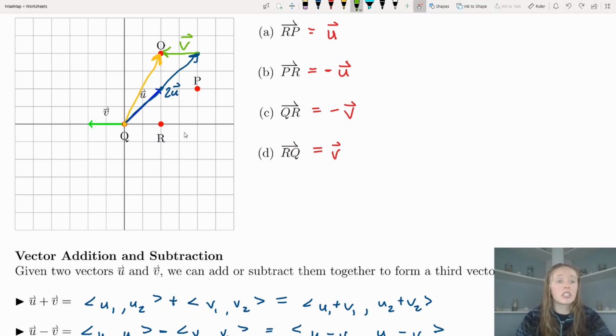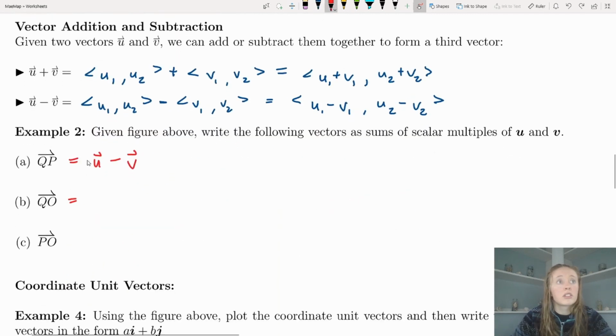And again, addition's commutative, so I could have started by adding vector v and then going to u. So qo is 2 times vector u, so scaling vector u by a quantity of 2, plus 1 of vector v. Next, we're going to do vector po.